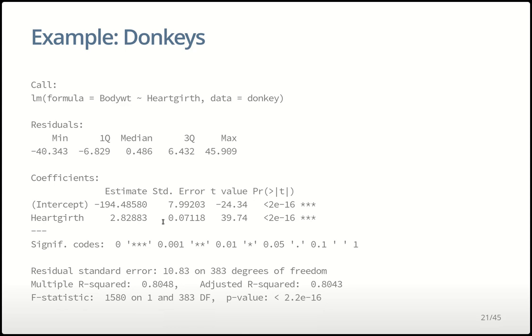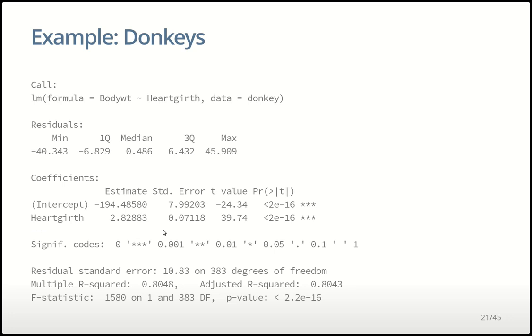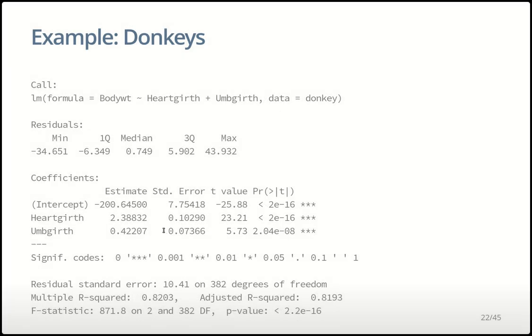And the reason is that you're unlikely to get two donkeys where the heart girth changes but the umbilical girth doesn't. The two measures, heart girth and umbilical girth, are correlated. When one of them goes up, the other one tends to go up as well. As the donkey gets bigger, both of the girths tend to get bigger. You can see that if you combine those two numbers together, the 2.39 and the 0.42, you get just over 2.8, which is what we had before. So it makes sense that those two things are related.